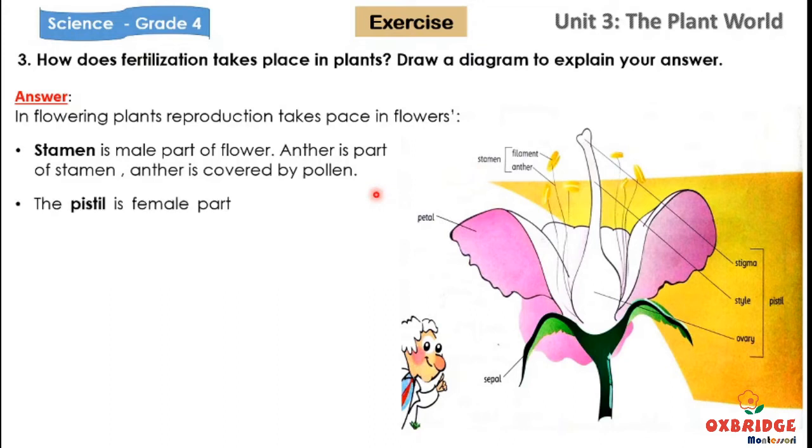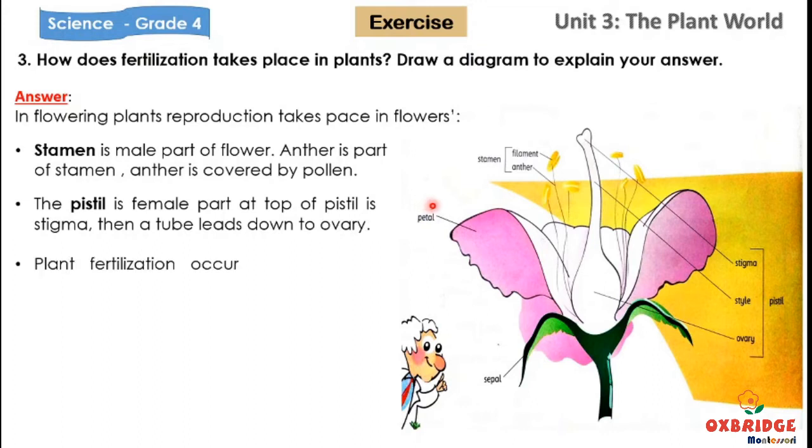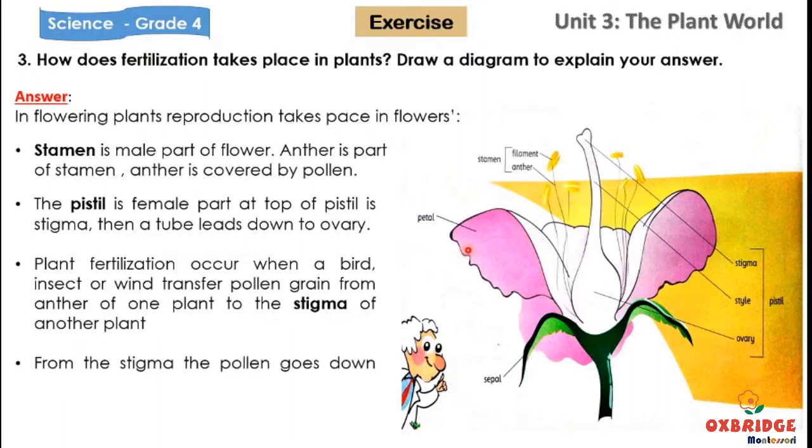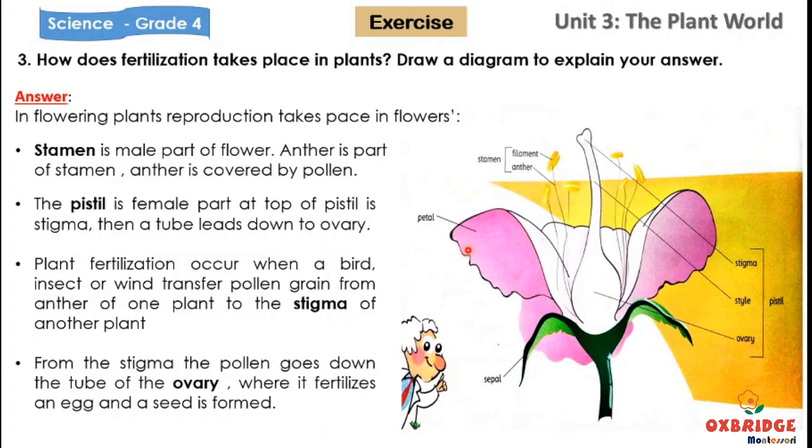The pistil is the female part. At the top of the pistil is the stigma, then a tube leads down to the ovary. Plant fertilization occurs when a bird, insect, or wind transfers pollen grains from the anther of one plant to the stigma of another plant. From the stigma, the pollen goes down the tube to the ovary where it fertilizes an egg and a seed is formed.